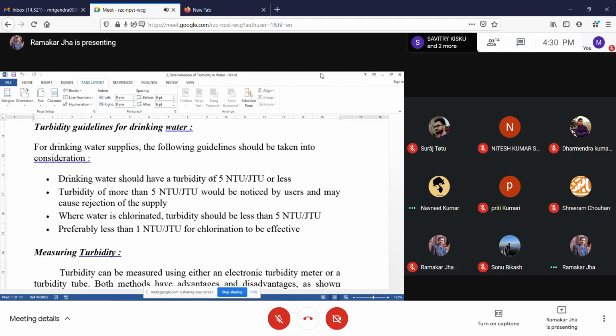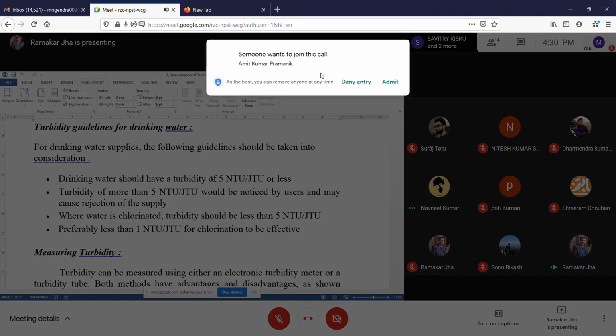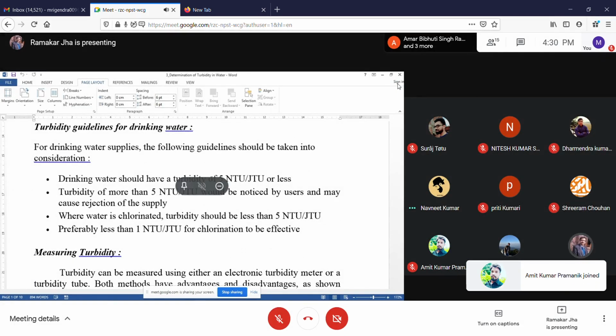When the water is chlorinated, वाटर में क्लोरीन डाल देते हैं हम लोग, स्पेशली स्विमिंग पूल में डालते हैं, पीने के पानी में डालते हैं क्लोरीन। क्लोरीन क्या करता है? व्हाट क्लोरीन डज? So that is why we chlorinate the water, and its turbidity should be less than 5.